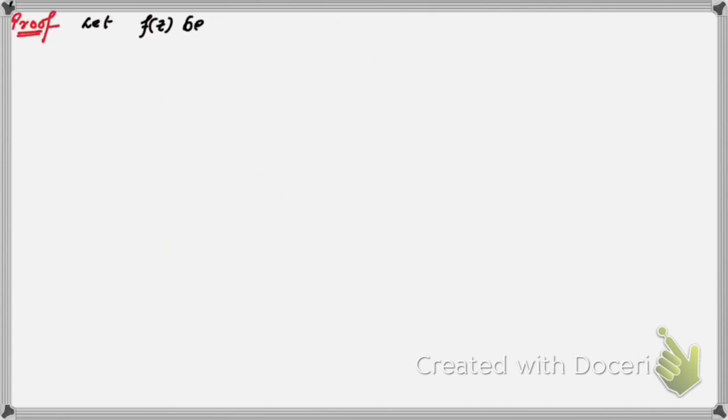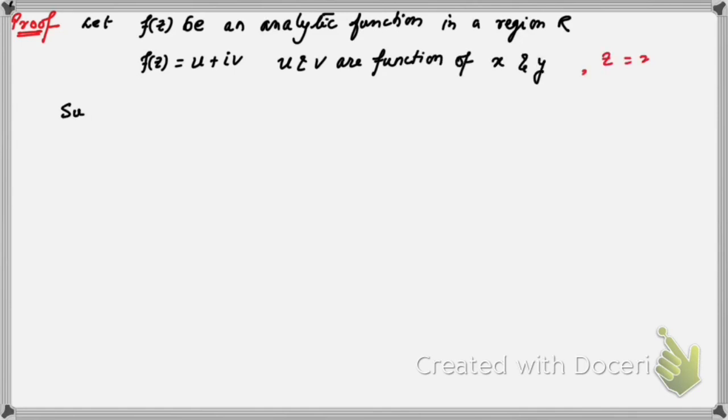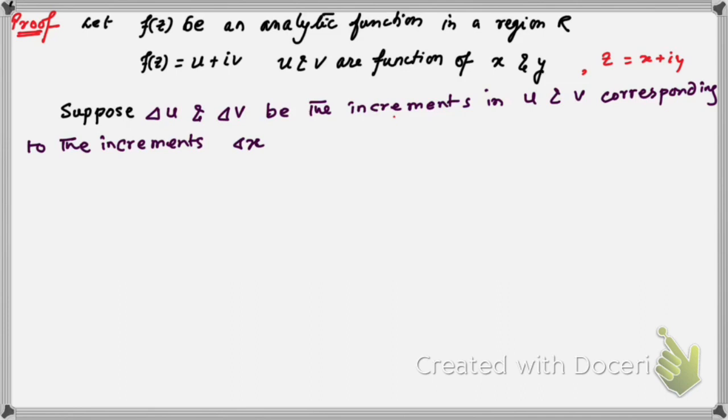So here you see, let us consider f of z to be an analytic function in a region R where u and v are functions of x and y. Okay, and suppose one more thing, z is equal to x plus iy, and suppose delta u and delta v are the increments in u and v corresponding to the increments delta x and delta y in x and y, respectively.